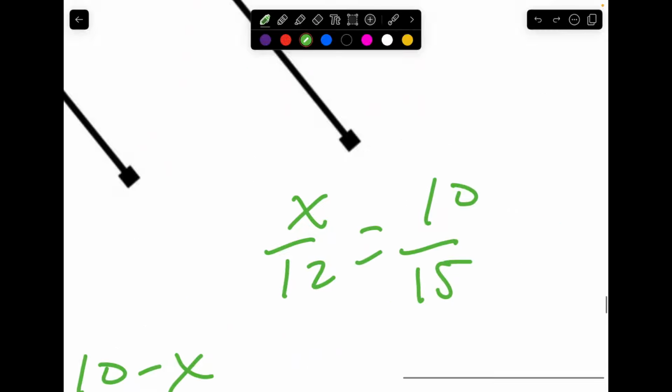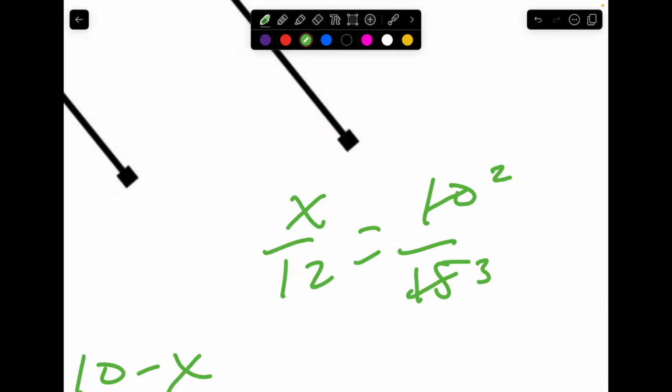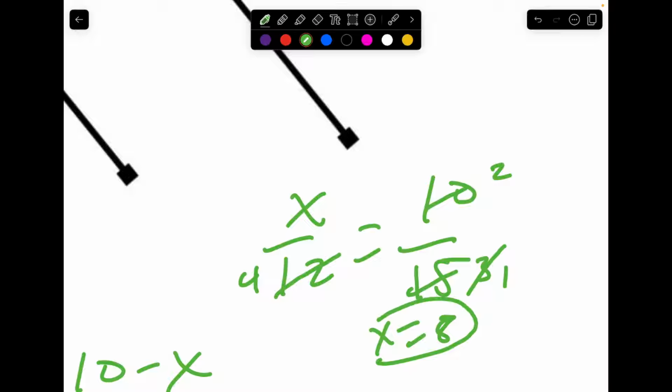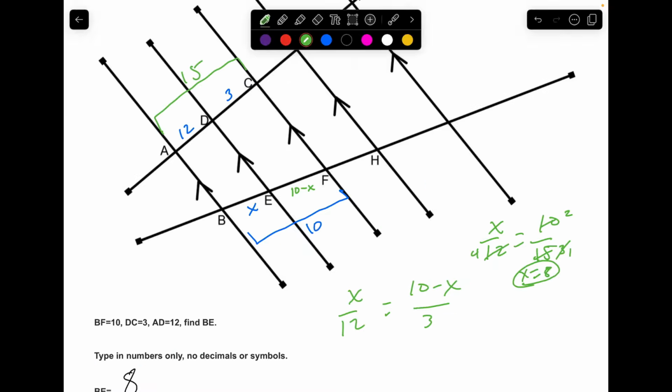I think this one's easier to work with. This is 5 times 2 and 5 times 3. This is 3 times 1 and 3 times 4. And I get x equals 8. You would get the same answer here if you did that one correctly.